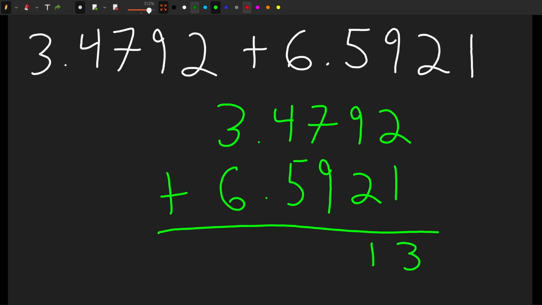9 plus 2 is 11, carry the 1. 7 plus 9 is 16. Add the 1 back, we get 17. We have to carry the 1 again. 4 plus 5 is 9. Adding the 1 on top, we get 10. So we have to carry yet another 1. 3 plus 6 is 9. And adding yet another 1, we get 10. And so now we just have to bring down our decimal, and we're left with an answer of 10.0713.